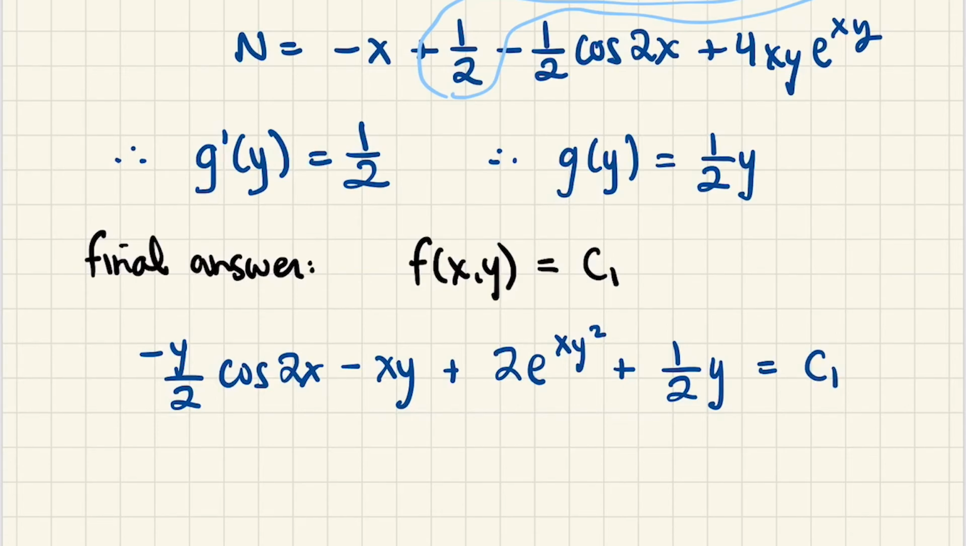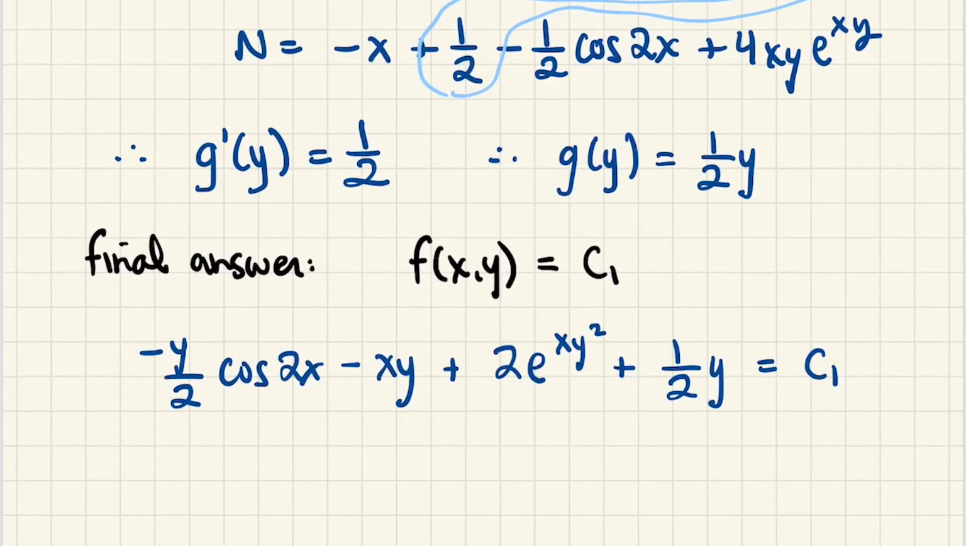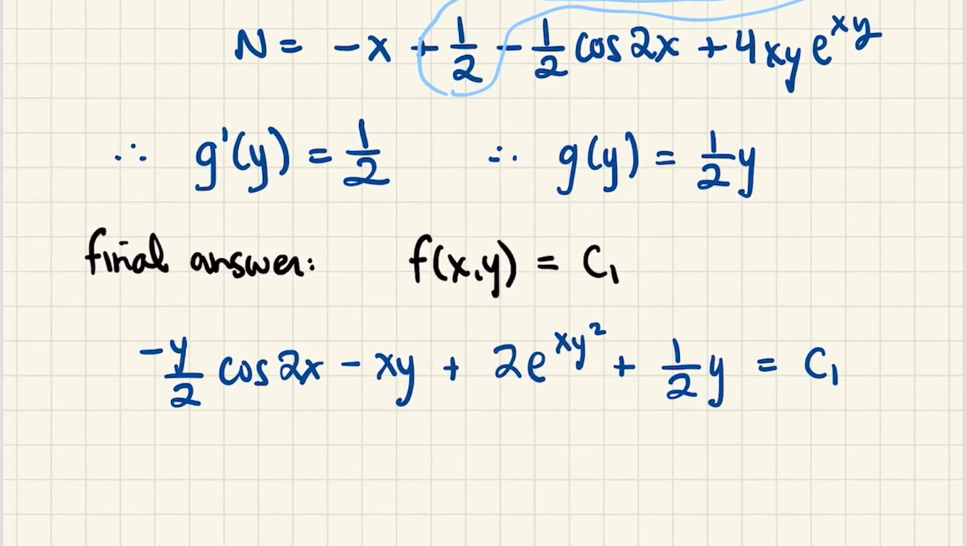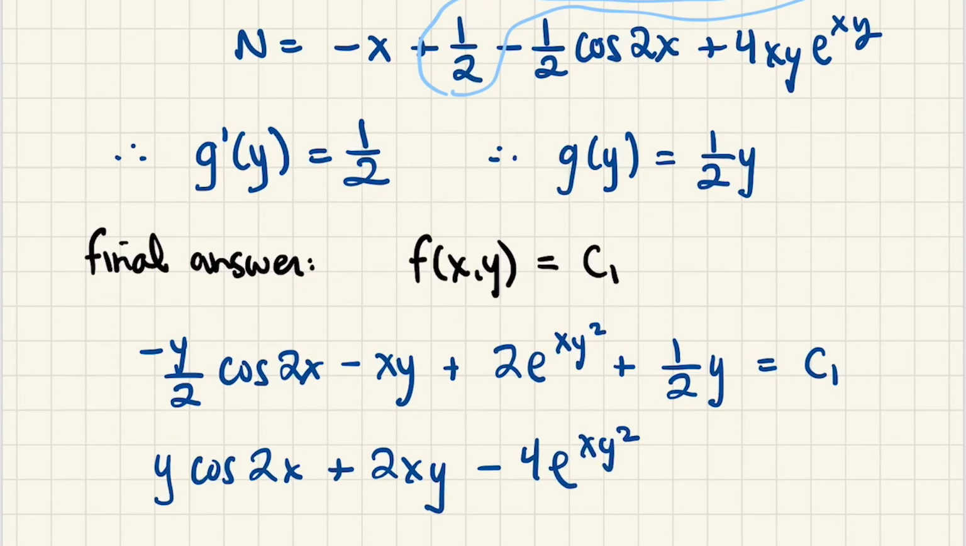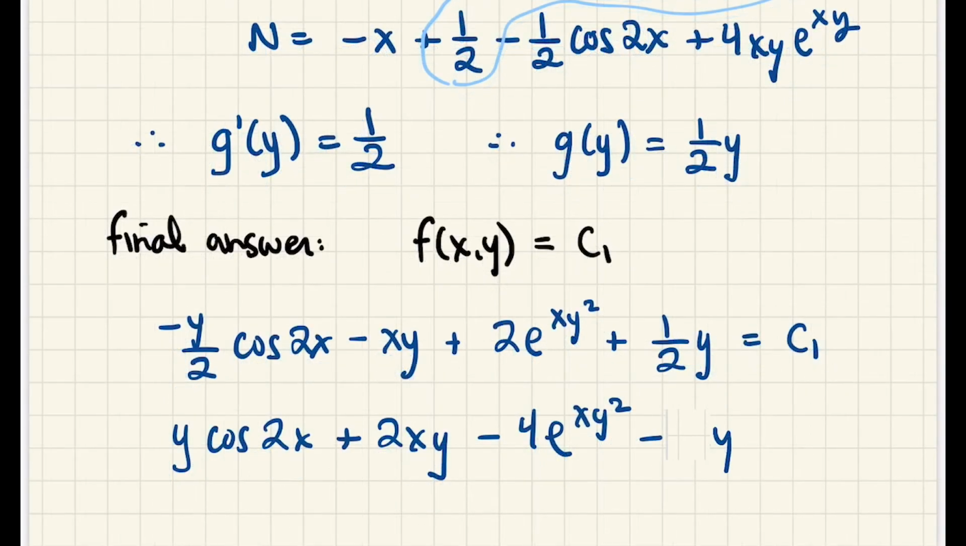All right, very good. So now this would be perfectly acceptable as a final answer, but wouldn't it be nicer if we just cleared out the fractions? There's no need to have them. We could multiply everything by 2, and in fact, we can multiply everything by -2, and we'd get y cosine 2x plus 2xy minus 4 e to the xy squared minus y is equal to our final constant, which is -2 times that first constant. And there we are.